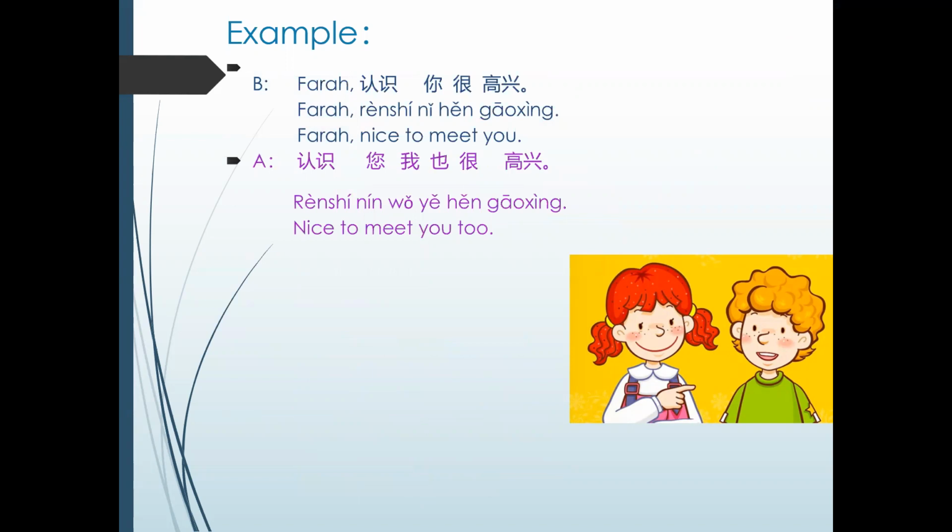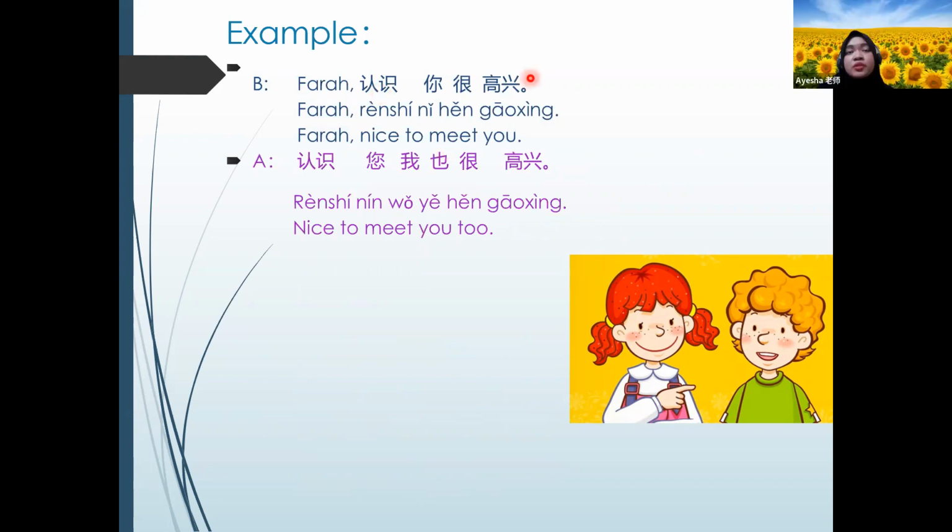What is the translation? 认识你很高兴 means nice to meet you. 认识您我也很高兴 means nice to meet you too. That is the English way of saying things. In Mandarin we have a different structure, and it is quite weird. We say the verb first and then the adjective. The verb is to know you. To know you, very happy. To know you, I too am very happy. Let's look at the first one: 认识你很高兴. To know you, very happy.